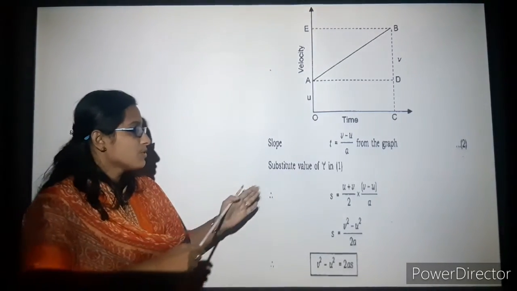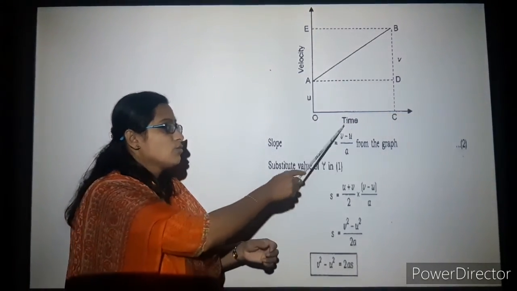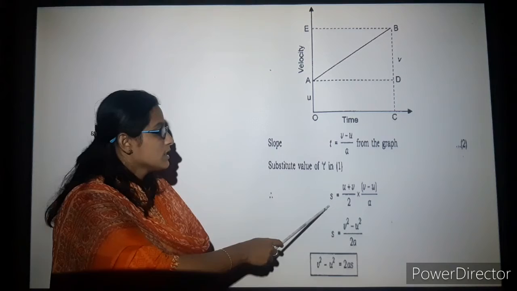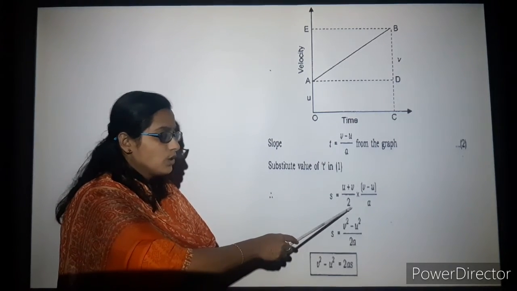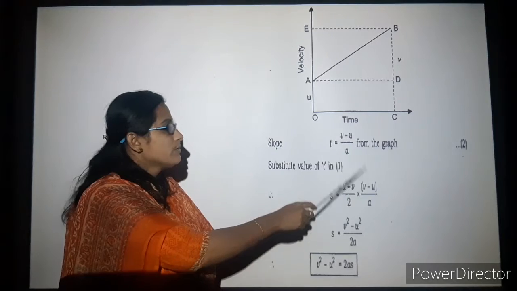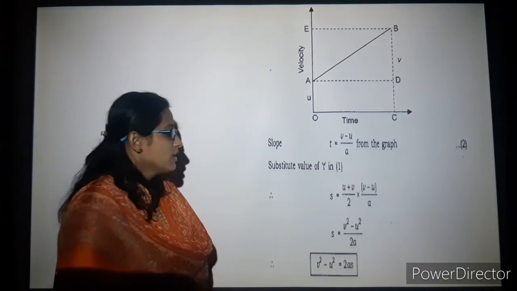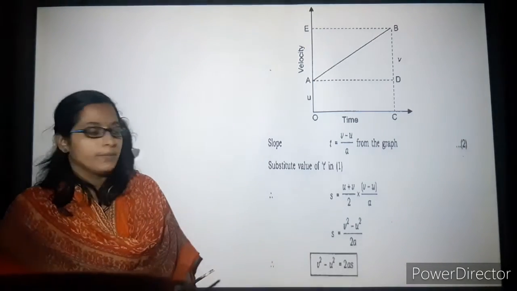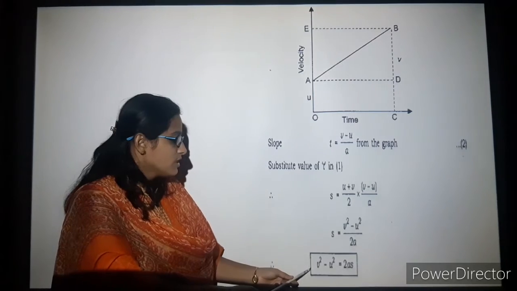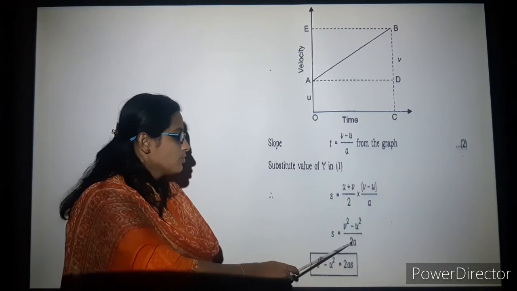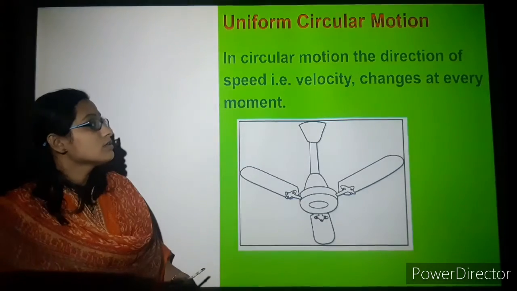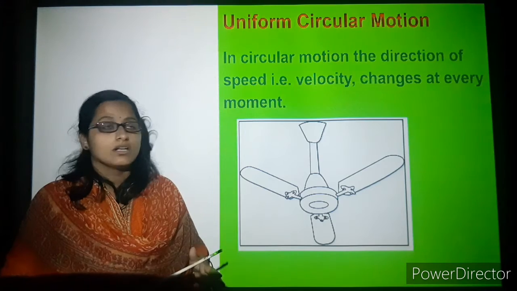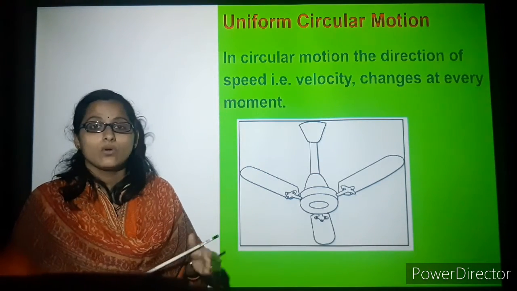Now you will substitute the value of T, V minus U by A, in equation 1. So S is equal to U plus V by 2 into V minus U by A. So you will get S is equal to V square minus U square by 2A. Finally, V square minus U square is equal to 2AS. Thus it is proved. All the three derivations you need to practice at home regularly, which will help you with solving the problems.